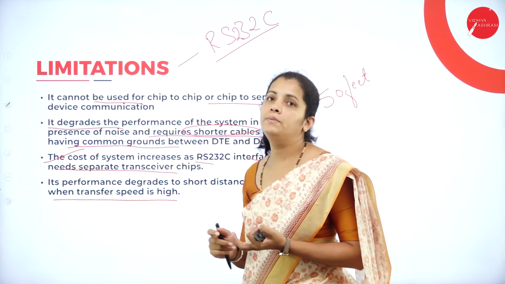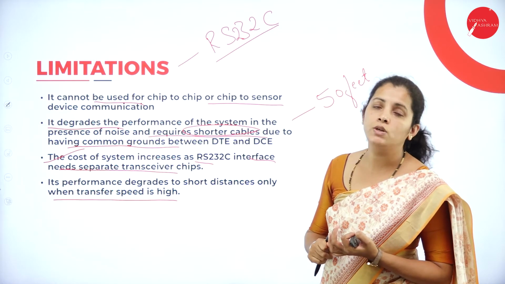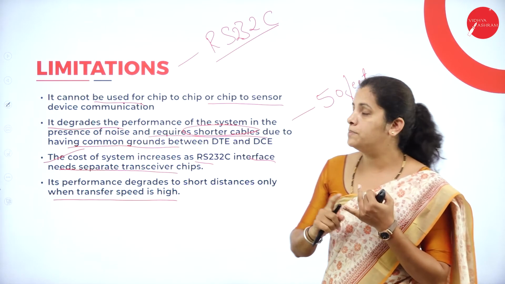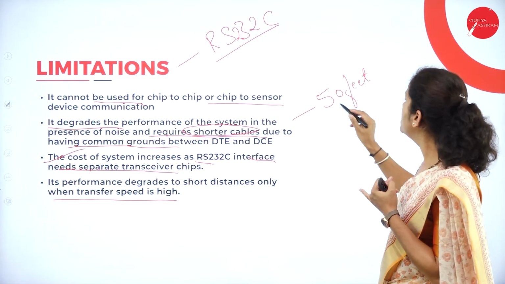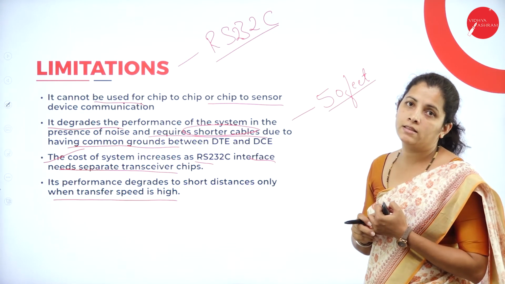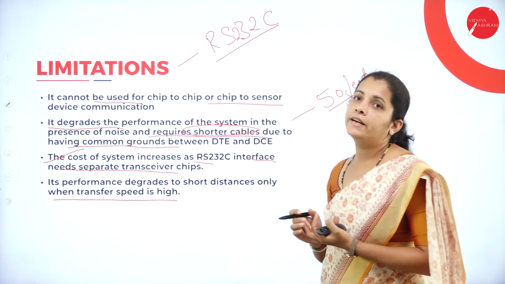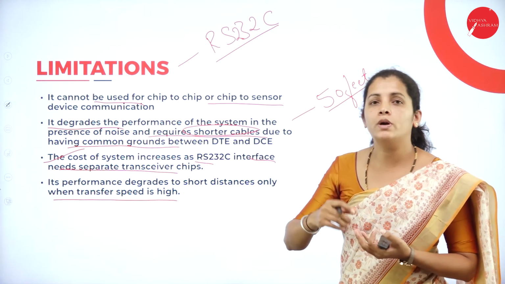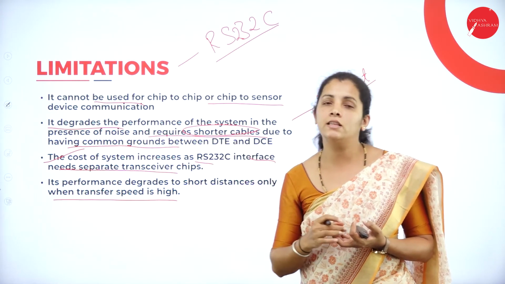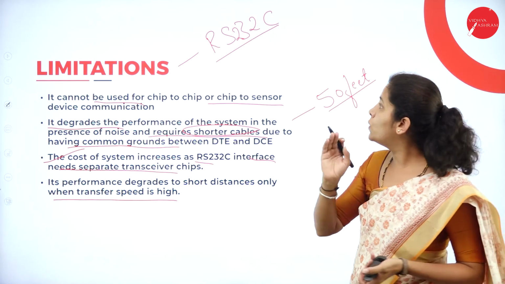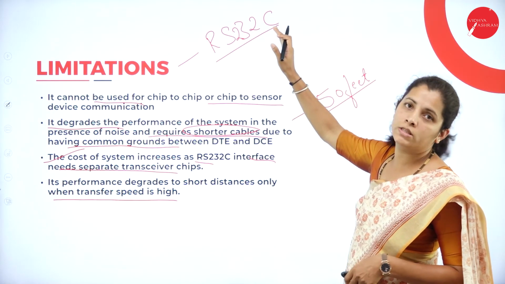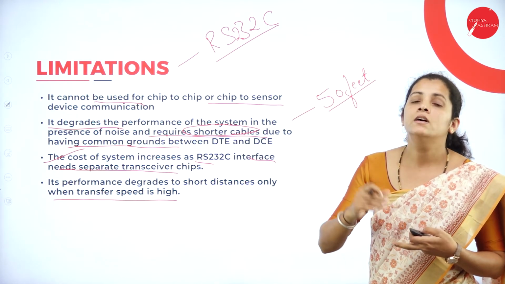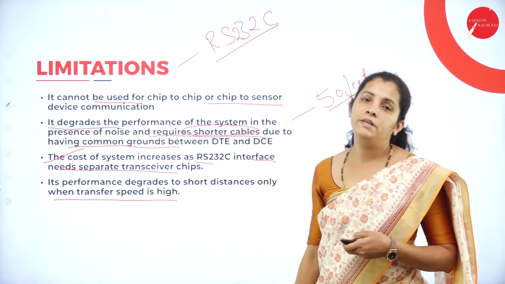So these are some of the limitations of RS-232C. What is the first limitation? That is the cable length. It is going to support only a 50 feet cable length. The data transfer rate of RS-232C is very low. That means whatever data you transfer, the rate is very low in RS-232C. Because of that, it is mainly used to connect a computer and a printer. These are some of the limitations of RS-232C.